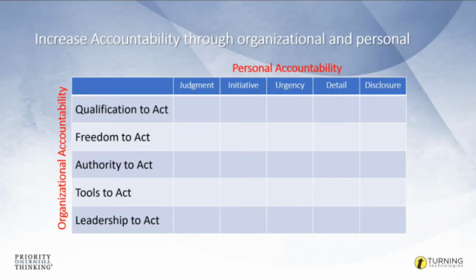All right, so now if we put those two together, organizational accountability, with that Qualification to Act, Freedom to Act, Authority to Act, Tools to Act, and Leadership to Act, and then we look across the top at personal accountability, well, now you've got a very nice matrix forming where you can look within your organization and see where's the constraint on activating full accountability within our organization.